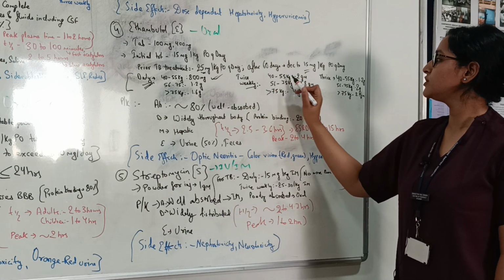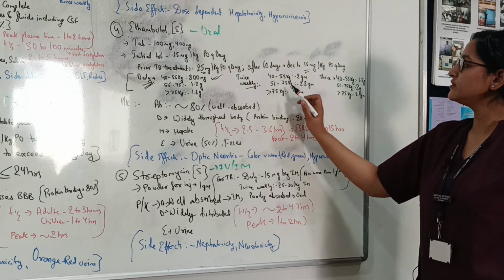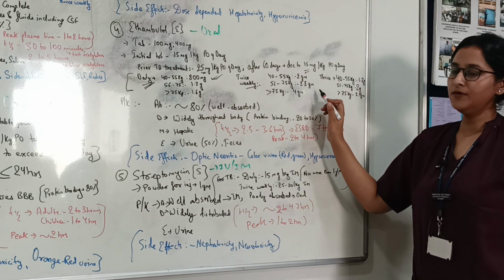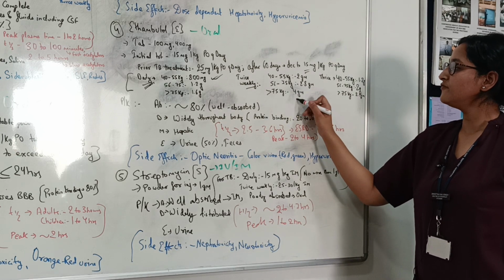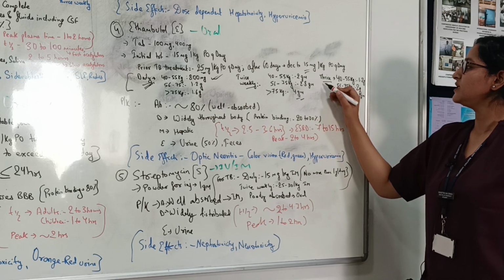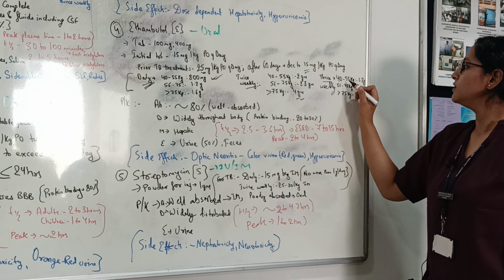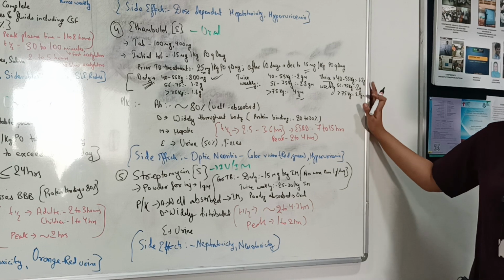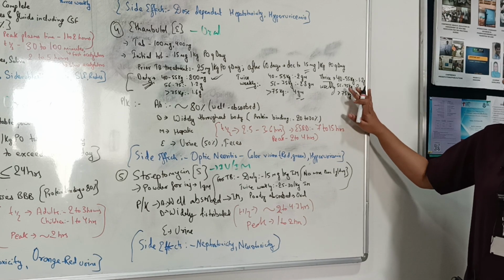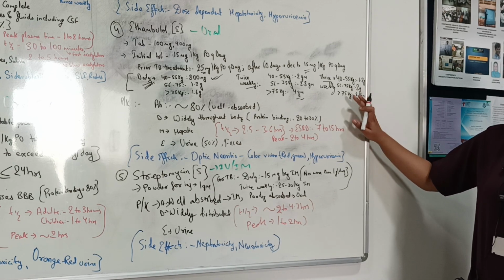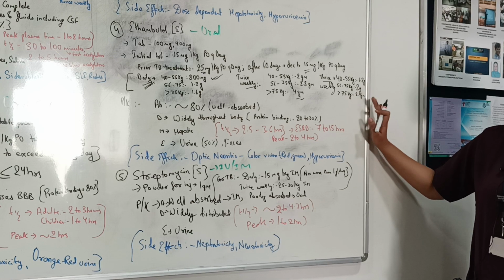So twice weekly: 40 to 55 kg, 2 gram; 56 to 75 kg, 2.8 gram; more than 75 kg, 4 gram. And for thrice weekly: 40 to 55 kg, 1.2 gram; 56 to 75 kg, 2 gram; and more than 75 kg, 2.4 gram.